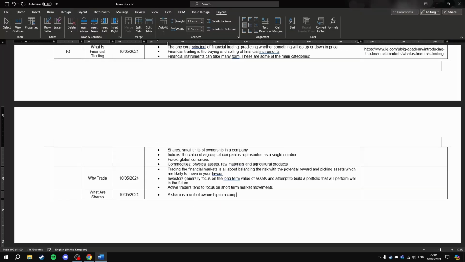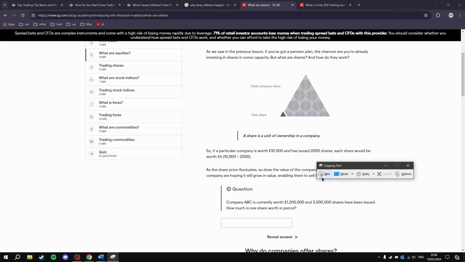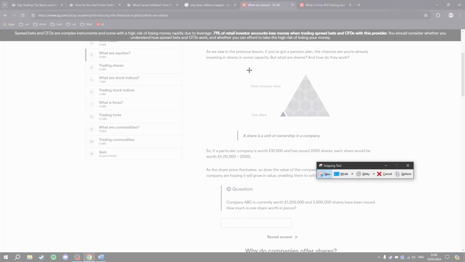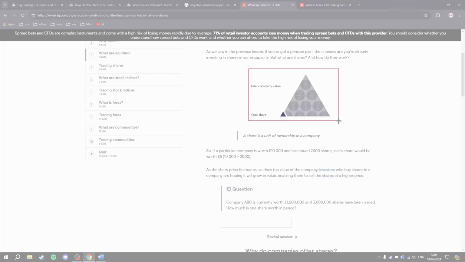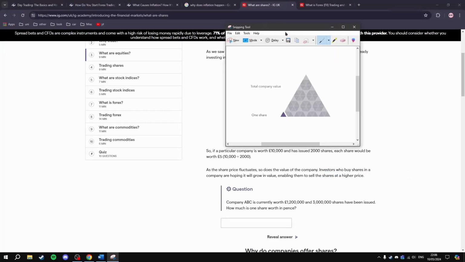I've got to say, these are some really nice diagrams. Really clear as well.